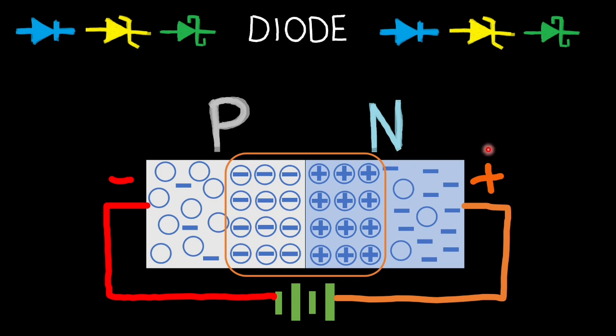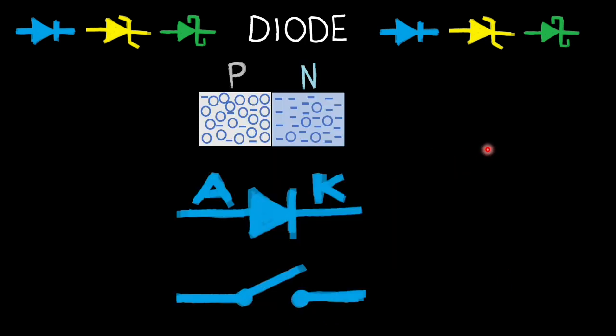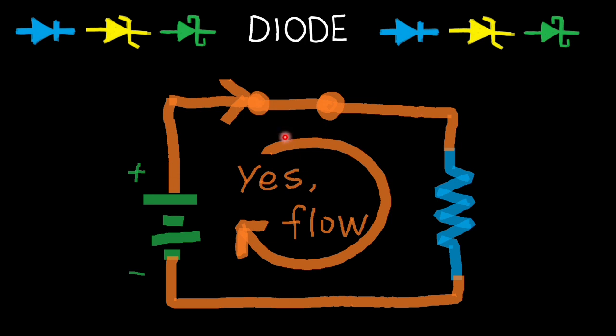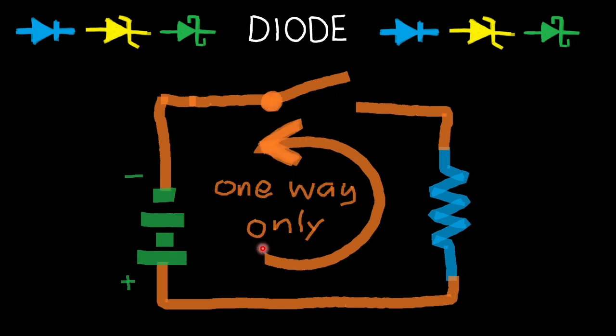Okay, I think we now have the idea of what a diode is. A diode is a two-terminal semiconductor device that has an anode and a cathode. The schematic symbol is shown below. Okay guys, I don't know why the cathode is denoted by K, but let us leave it like that. Now, a diode is practically a switch but only allows the flow of current in one direction. Also, it is called a unidirectional switch.